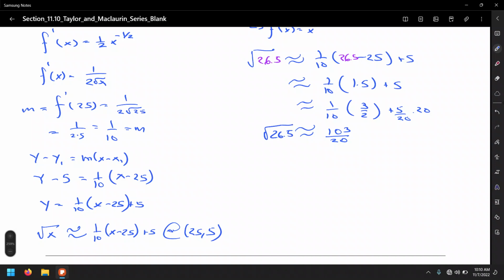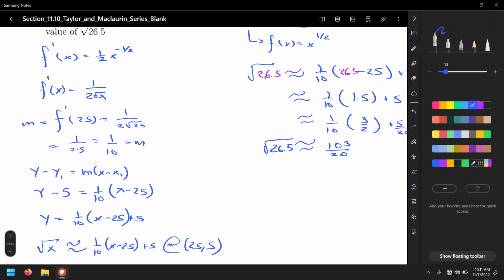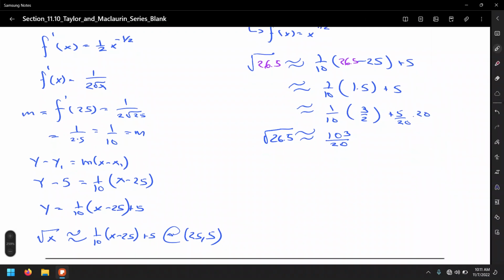And so that's the approximation for 26.5. Well, what did we do? I mean, why do we review this here? But what's the bigger picture anyway?